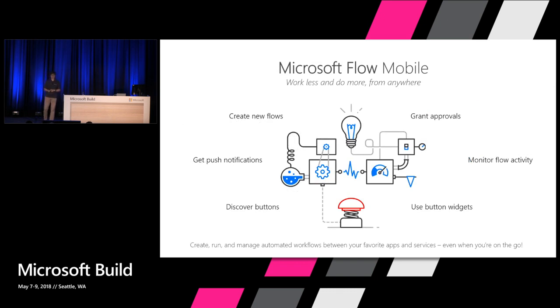The second thing that I want to talk about is buttons. And buttons are particularly useful when you're on a mobile device. Now, Flow has a lot of mobile capabilities. So you'll see in the next demo how you can use Flow mobile to run buttons and to start approval processes. But you also can even monitor flow activity and a wide variety of things.